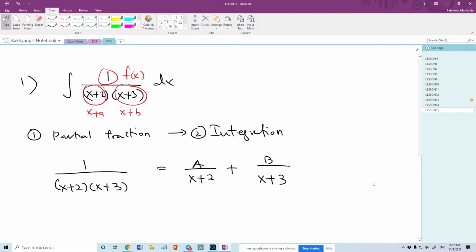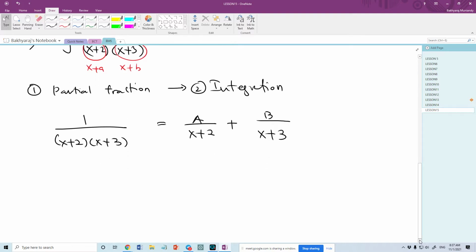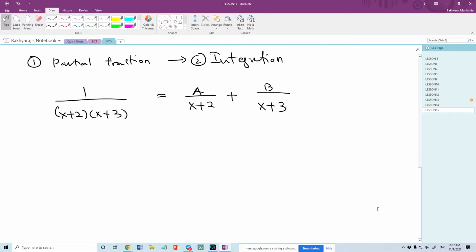Okay, now I want to go for the numerator. What is your numerator? The numerator is 1. Remember, this is your numerator. So I only want to refer to the numerator. So here, what is the numerator? This A is the numerator. Here, B is the numerator. So these two are also numerators.